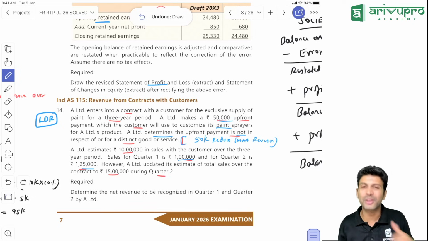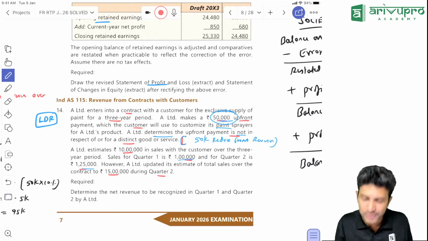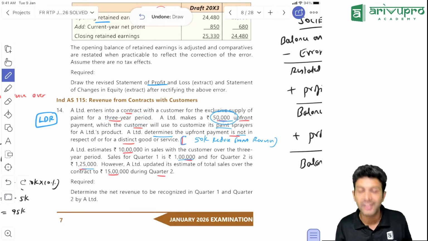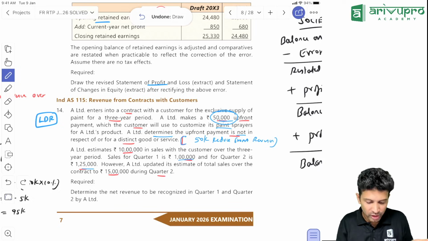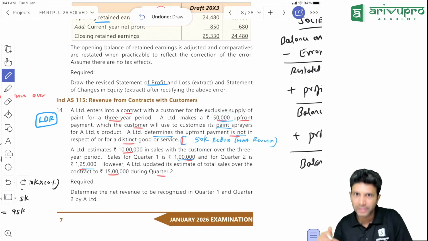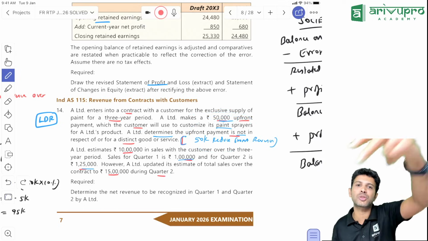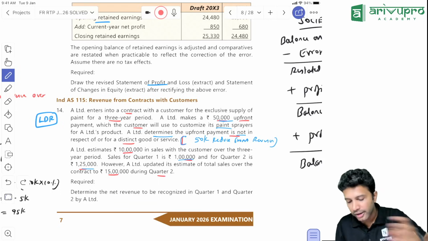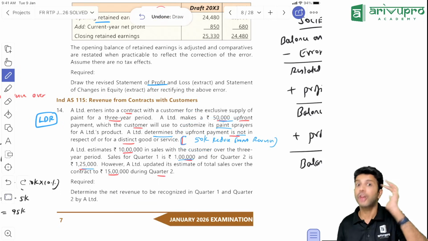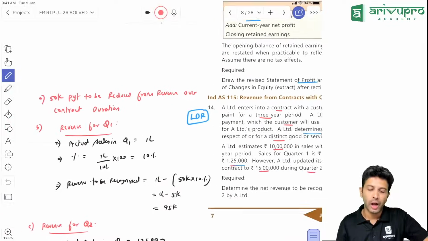And entire 50,000 you cannot book. Entire 50,000 you cannot reduce in one shot, because this 50,000 upfront fee you paid is for the contract, and the contract will last for 3 years, right? And you are only in first quarter. So entire 50,000 you cannot reduce. You have to reduce it in phases. As each quarter passes, you will have to go on reducing a portion of this 50,000 gradually. So how much to reduce is the first question. Okay, now let's do it.